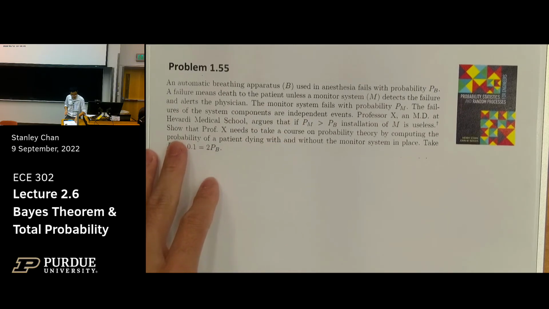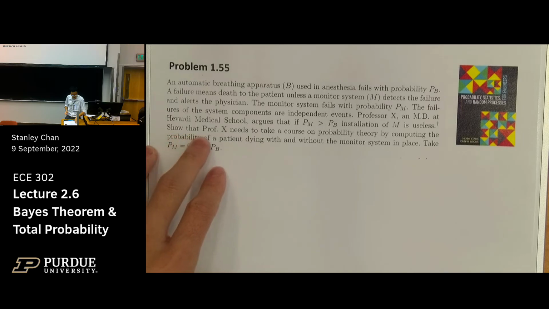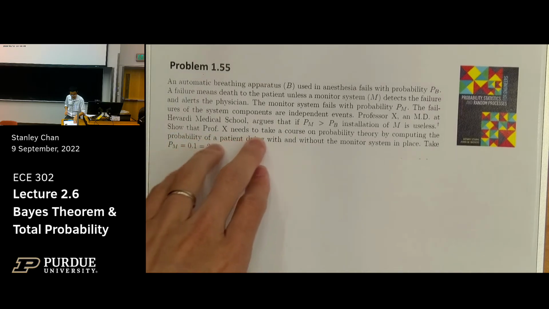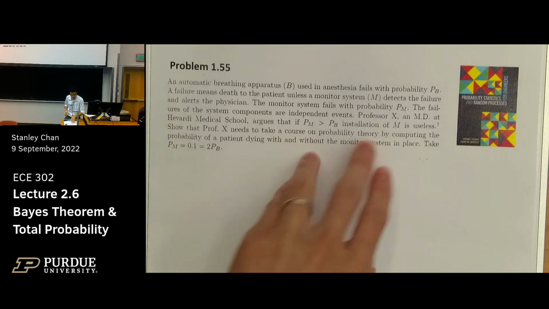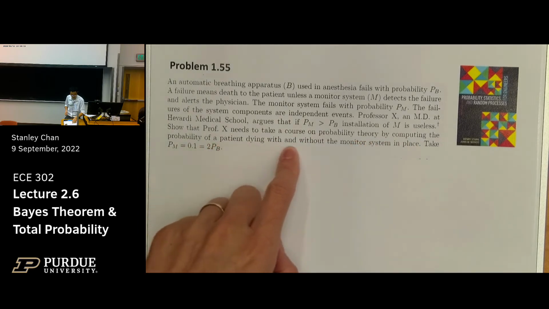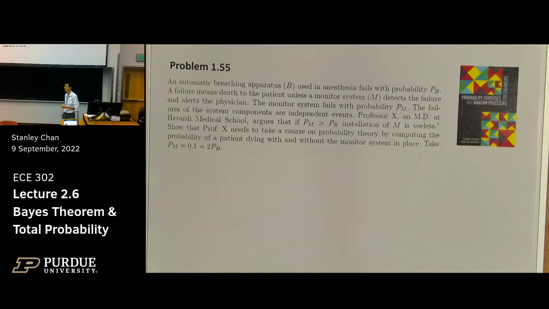And then the author is pretty interesting. He asked us to show that this Professor X needs to take a course on probability theory by computing the probability of patient dying with and without the monitor system, assuming that PM equals 0.1 and PB equals 0.05. All right, so that is the question. Now, of course, we cannot write a letter to this Professor X and ask him to retake the course, but let us discuss how we can answer this question.